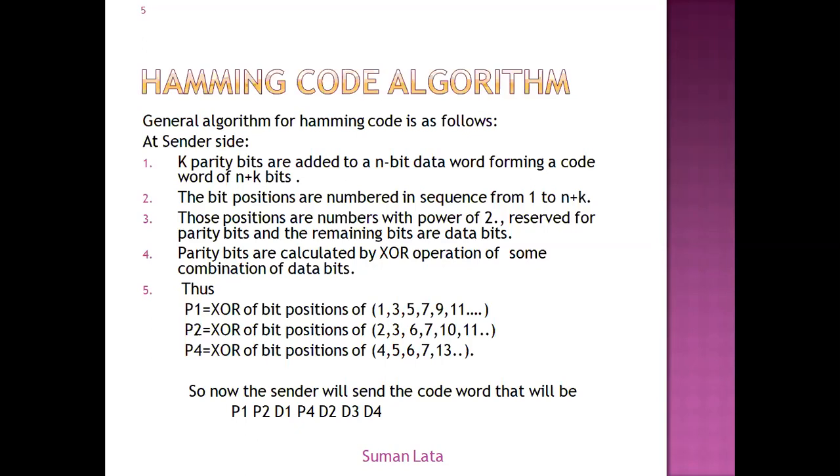Thus, we will find the parity bit P1, which will be the XOR of the bits at the first position, third position, fifth position, and so on. Like this, P2 will be the XOR of the bits at the second position, third position, sixth position, seventh position, and so on. And P4 will be the XOR of the bits at the 4th, 5th, 6th, 7th positions, and so on. So now the sender will send the code word that will be P1, P2, D1, P4, D2, D3, and D4.